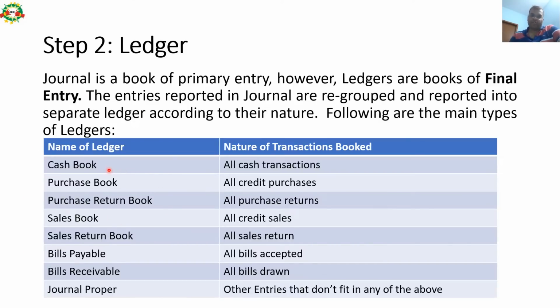So all cash entries will go into cash book, all credit purchases will go into purchase book, all purchase returns will be entered into purchase return book, and all credit sales will go into sales book, all sales returns will be re-entered into sales return book, all bills accepted will be entered into bills payable, all bills drawn will be re-entered into bills receivable, and all entries that do not fit in any of the above, the remaining entries, are regrouped into journal proper.